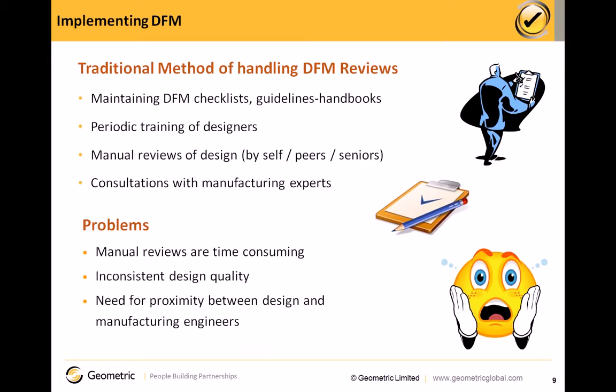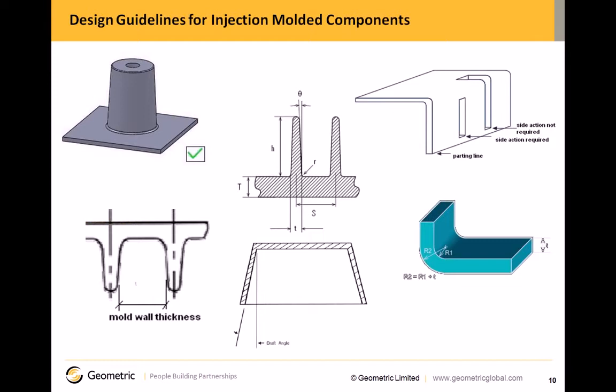However, each of these manual methods of practicing DFM has certain problems. A manual review of a design can be very time consuming. Detecting sharp corners, detecting thick walls can take a lot of time which is spent in this review. It could also be possible that due to human errors, some problems may escape. It can lead to inconsistent design quality. For reviews between design and manufacturing, we need proximity between these departments, which is not always possible.